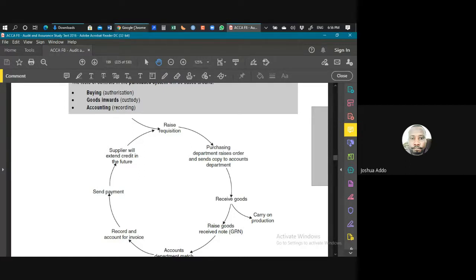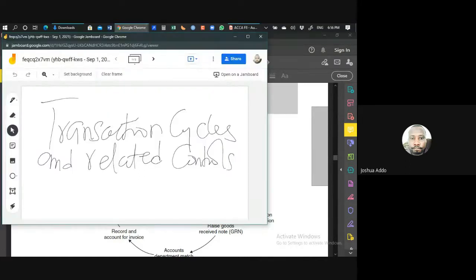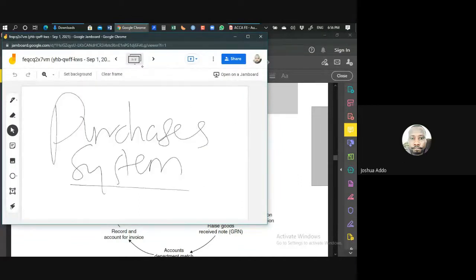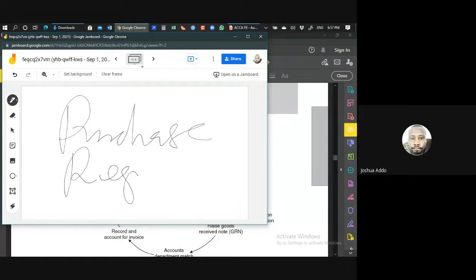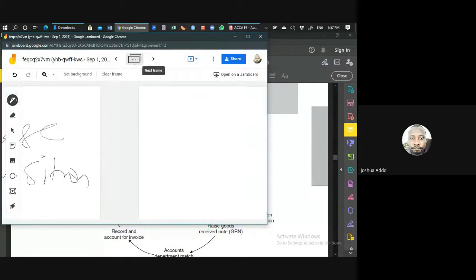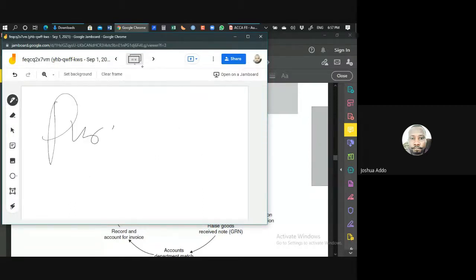So you have to know these documentations, please. Very important. Purchase order. We have already talked about purchase requisition. Yes, you need to know about it and how it is used. We are now talking about purchase order, and I've explained what it is and what it is used for. The purchasing department will raise this to be sent to outside suppliers, requesting for the goods that the organization needs.